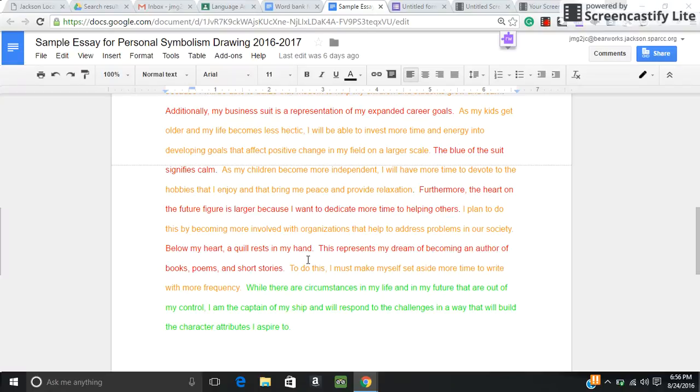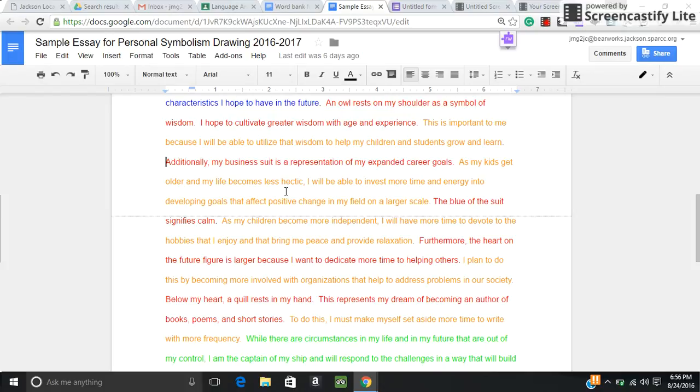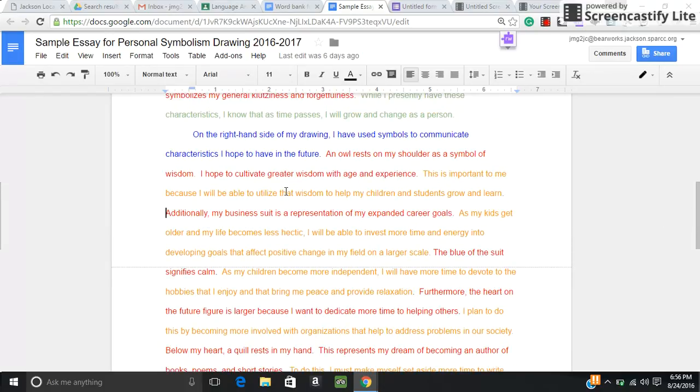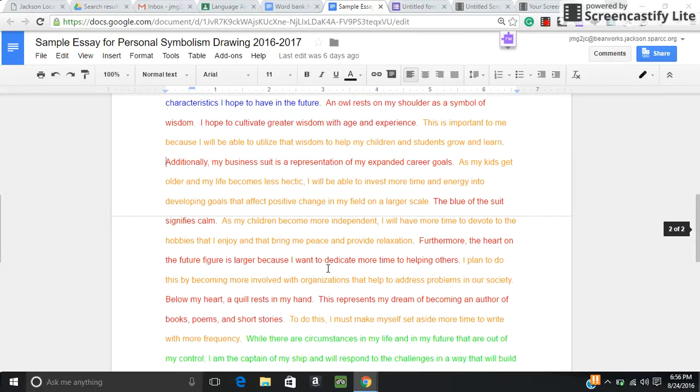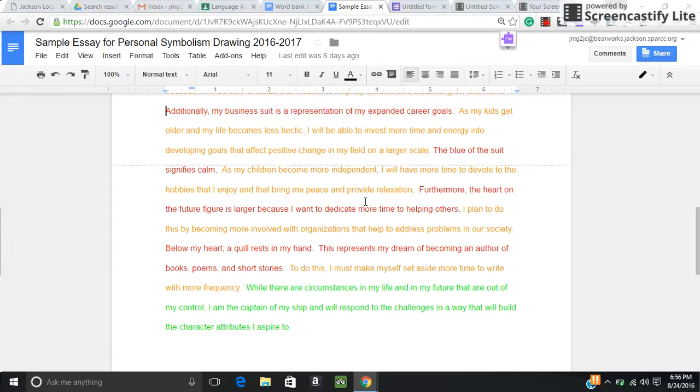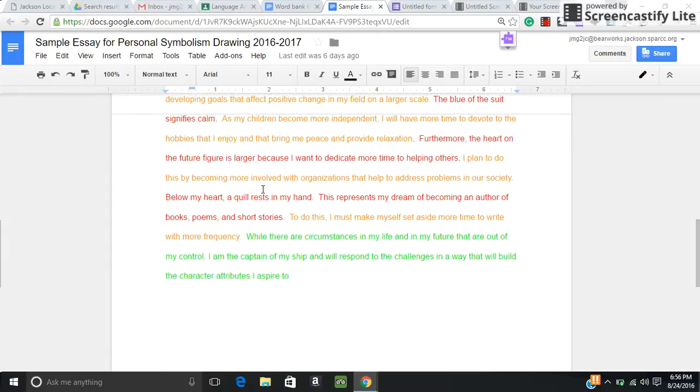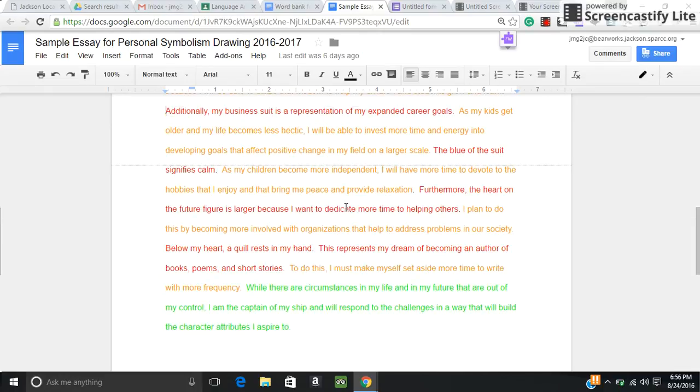Let's take a quick second and just note how I linked the symbol and the explanation. Here, for instance, I used "is a representation." So that's another way to link the two. Here I have "this represents," I have "this signifies" or "signifying."